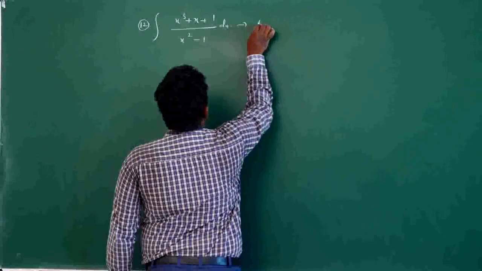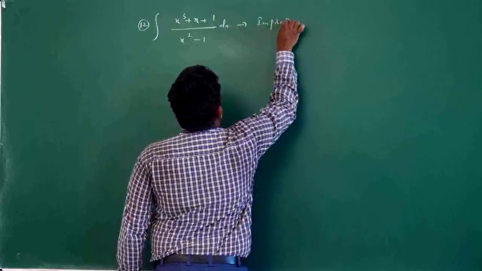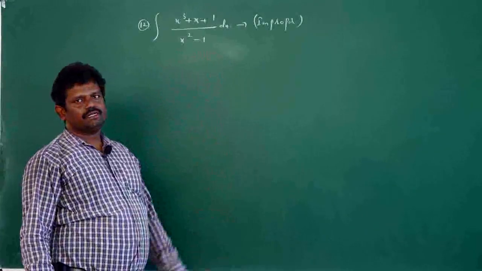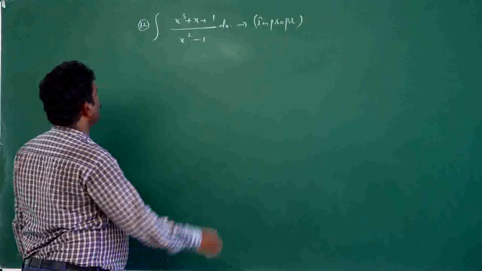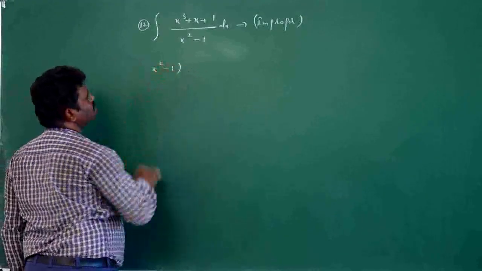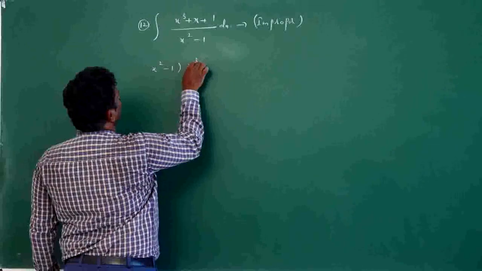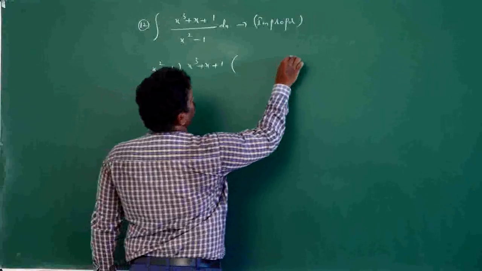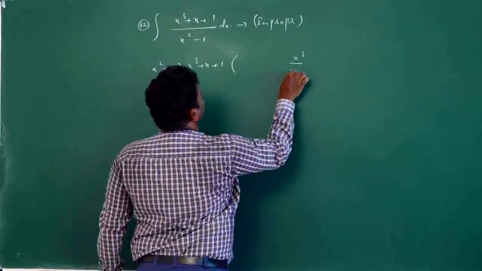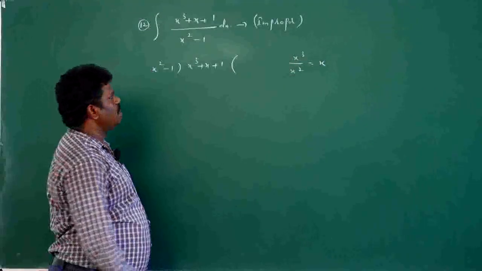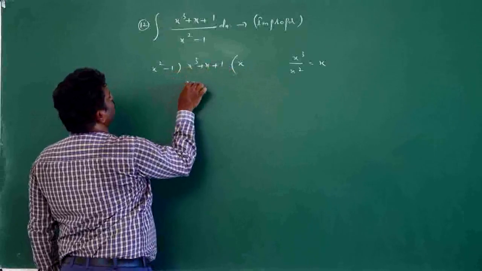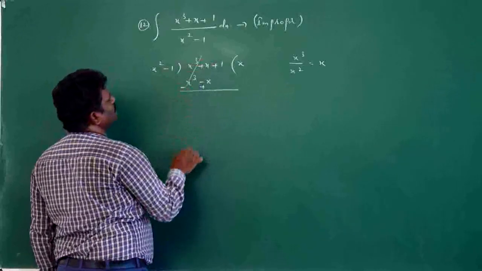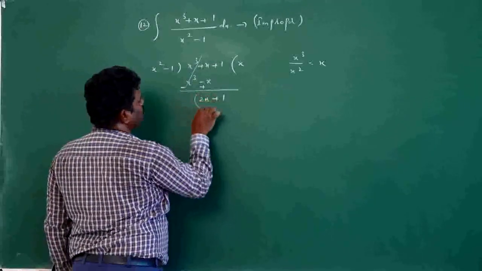So when an improper fraction is given, first we convert that improper fraction in terms of a proper fraction. Here x square minus 1 is the divisor and x cube plus x plus 1 is the dividend. The highest power term in the dividend is x cube, divided by x square gives x. Multiplying x into x square minus 1 gives x cube minus x. Subtracting, minus and plus cancel, x plus x gives 2x plus 1.